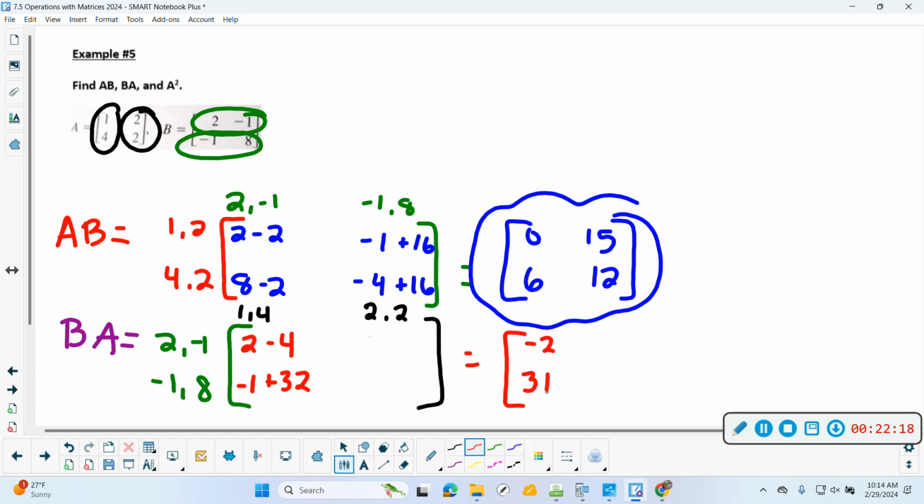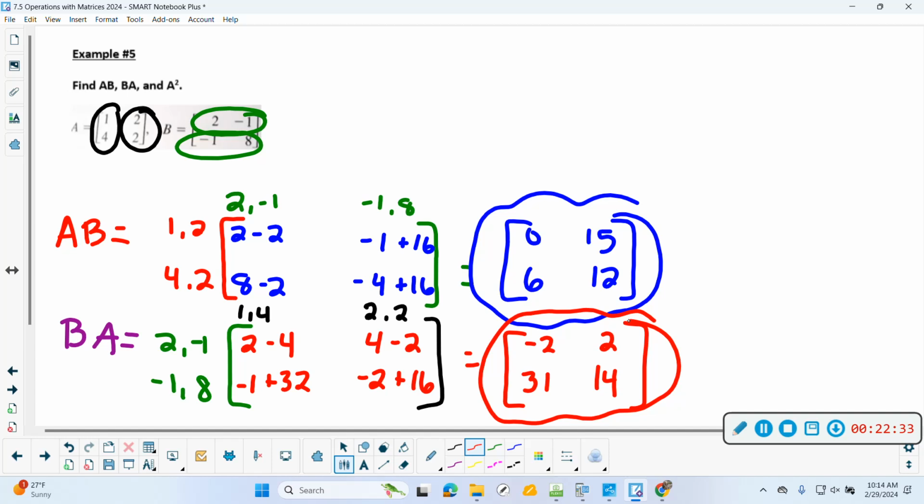2 times 2, 2 and -1. All right, final entry, -1 and 2. I feel like I'm playing bingo here. 8 times 2, 14. Got it. Okay, all right. Questions on that? And we're still going. Still going, kids, still going.